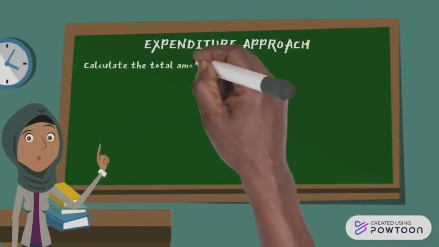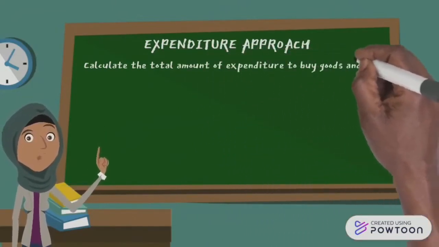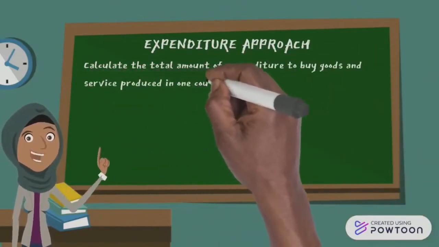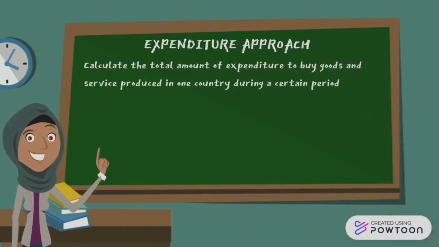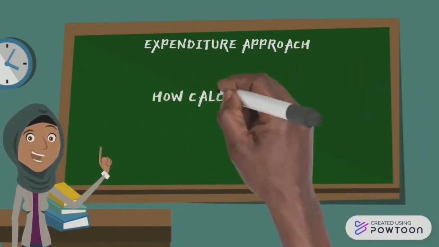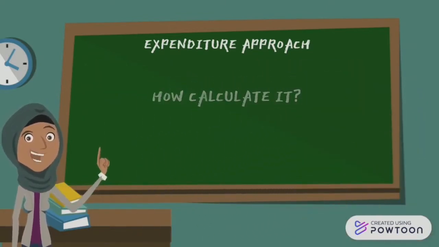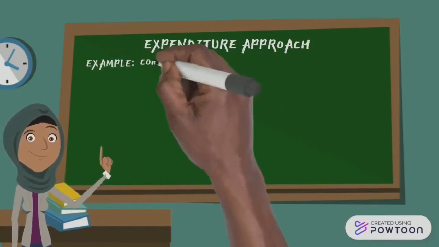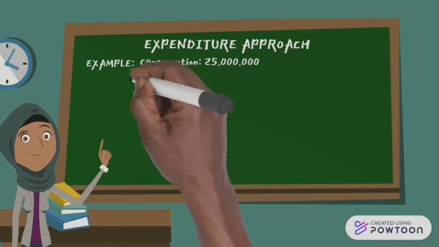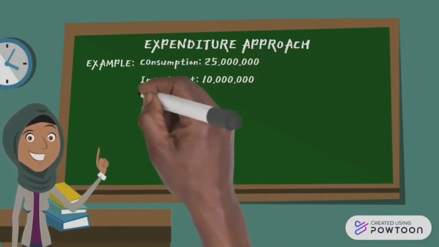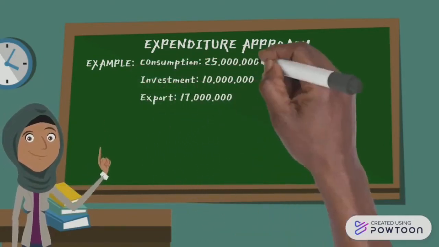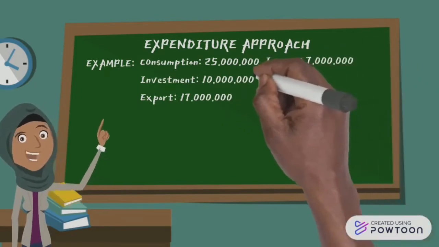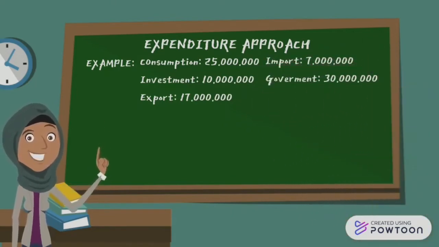Expenditure approach calculates the total amount of expenditure to buy goods and service products in one country during a certain period. How to calculate it? For example, consumption 25 million, investment 10 million, export 17 million, import 7 million, and government 30 million.